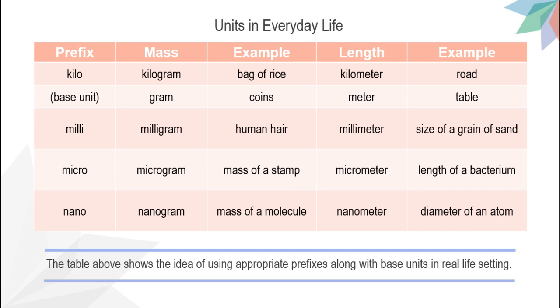So, nano. If micro is small, nano is even smaller. Nanogram, what do we measure? The mass of a molecule. A molecule is just a very tiny part of matter. So, it can no longer be seen. Then nanometer, the diameter of an atom, is even smaller. The atom is just a very small part of a particle.